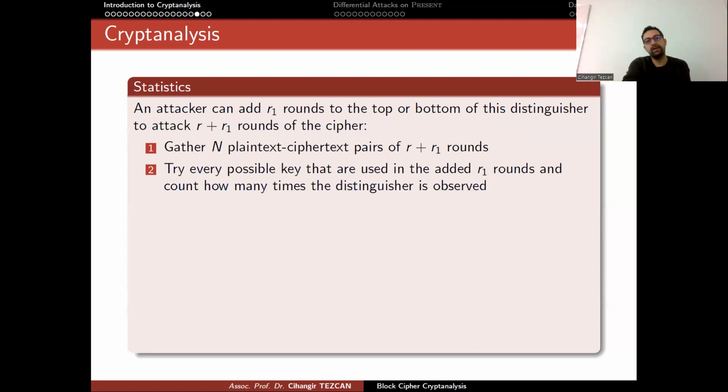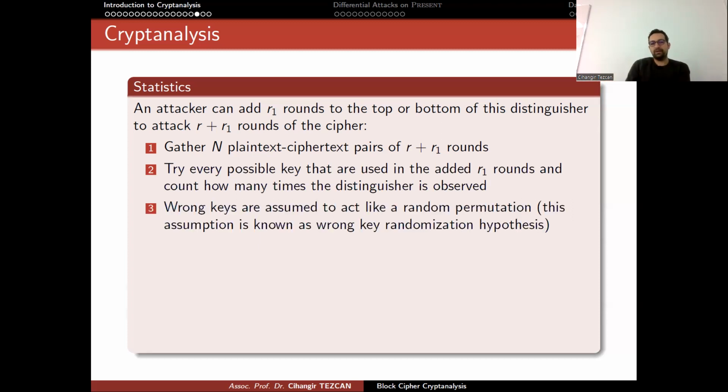Then, since you have a distinguisher for the R rounds, for the added R1 rounds, you will try every possible key that is used in the added R1 rounds and count how many times the distinguisher is observed. Okay, so here actually you are performing partial encryption or decryption. And here we make an assumption, known as the wrong key randomization hypothesis. This hypothesis says that wrong keys are assumed to act like a random permutation.